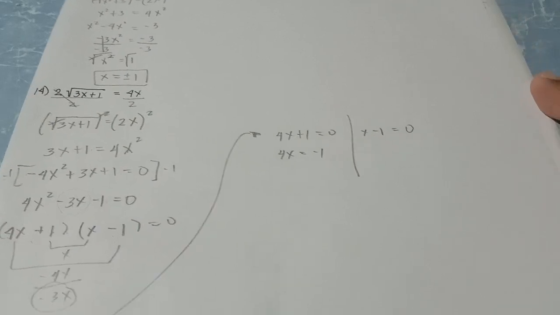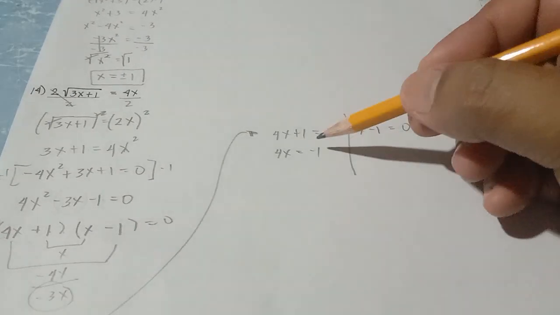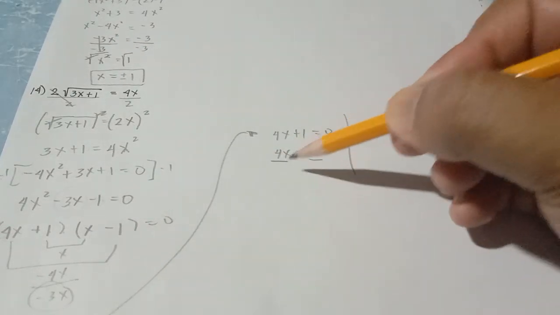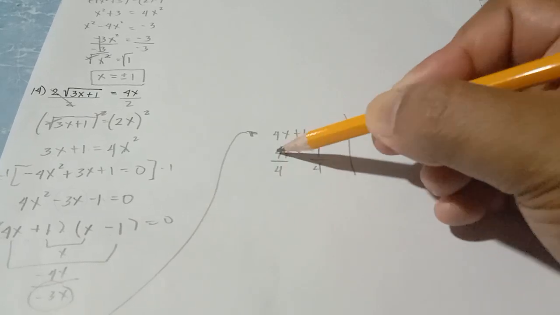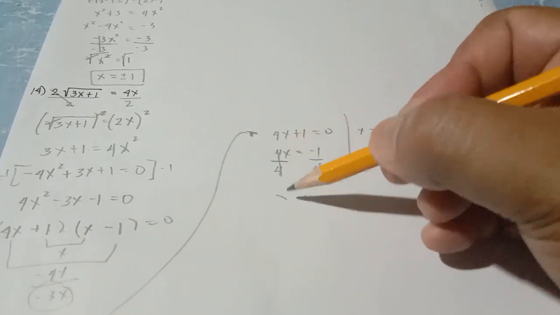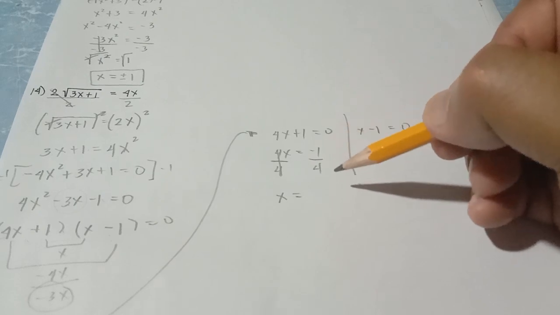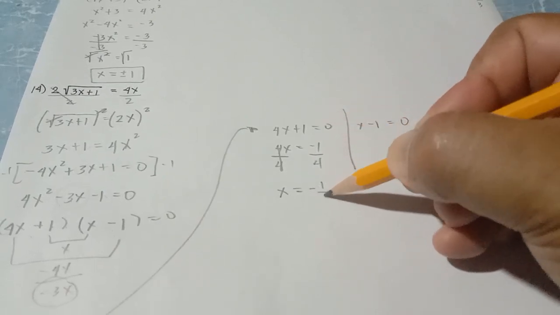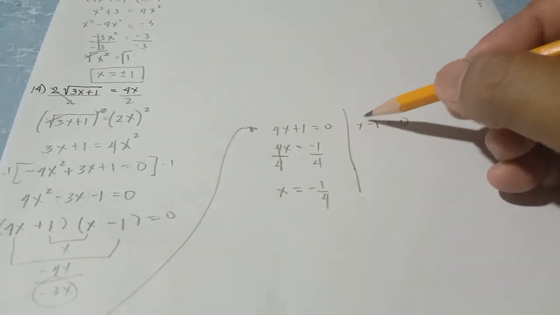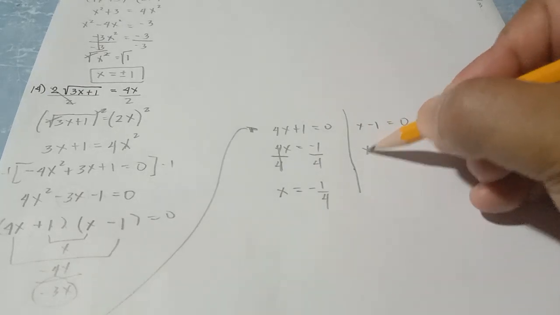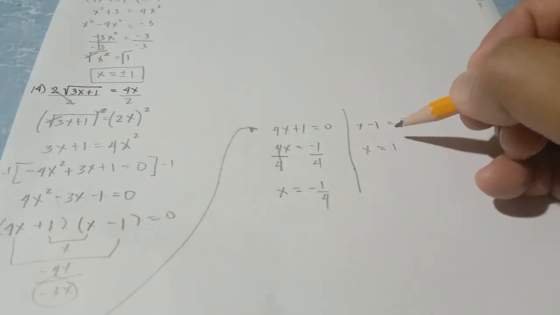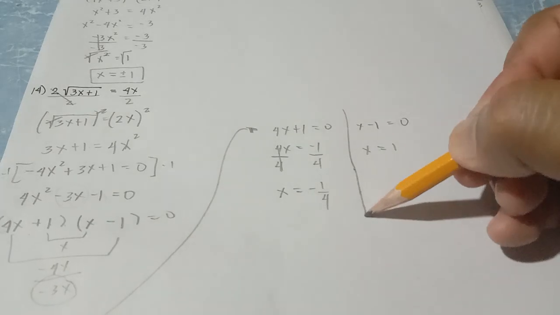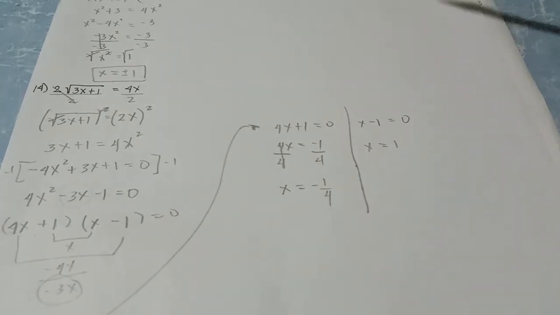Okay. So negative 1, then divide by positive 4. So, na-cancel yung 4, natira x. So, x here is negative 1/4. So, sa kabila naman, mas madali, ililipat ko lang, so, x is equal to positive 1. Okay, so dalawa. So, analyze natin.